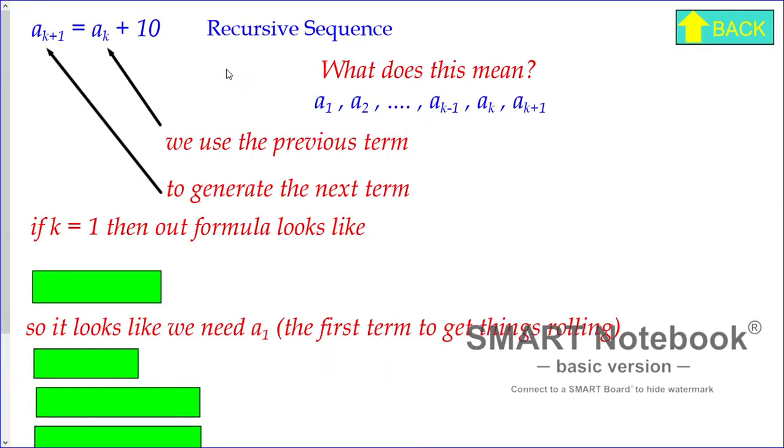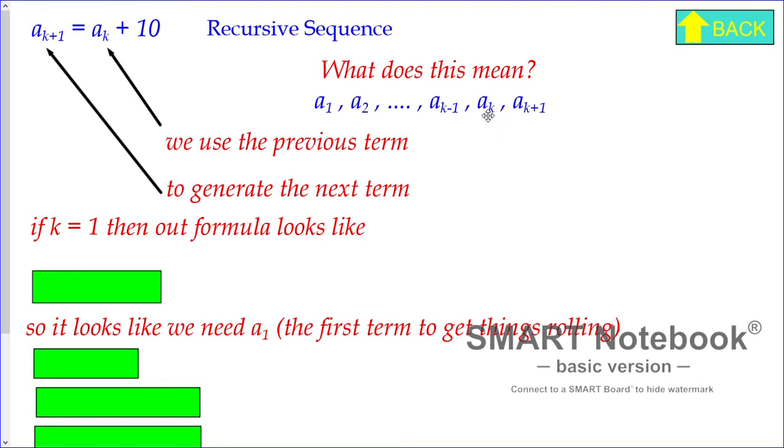These ones are called recursive sequences. What does that mean? It means that you need to use the previous term to generate the next term. So normally a sequence looks like this: A1, A2, the first term, the second term, and so on and so forth, the third, fourth, fifth. Then we get to AK. That's any term, really.